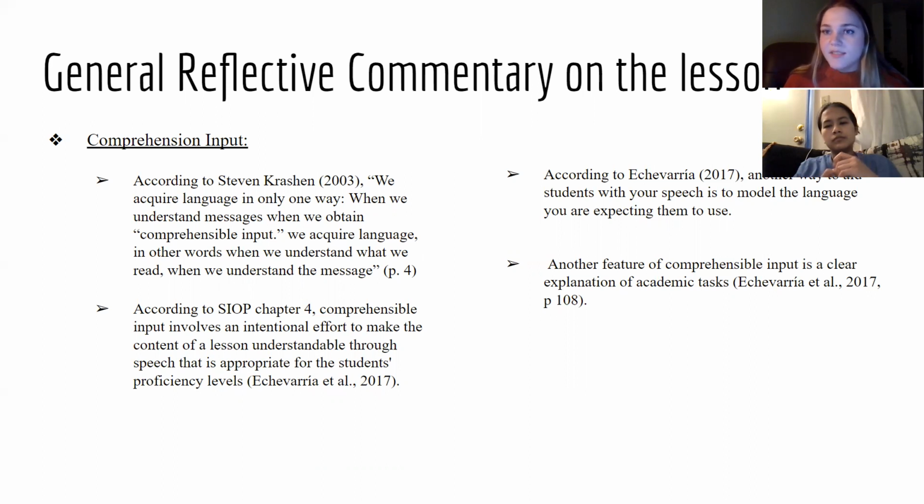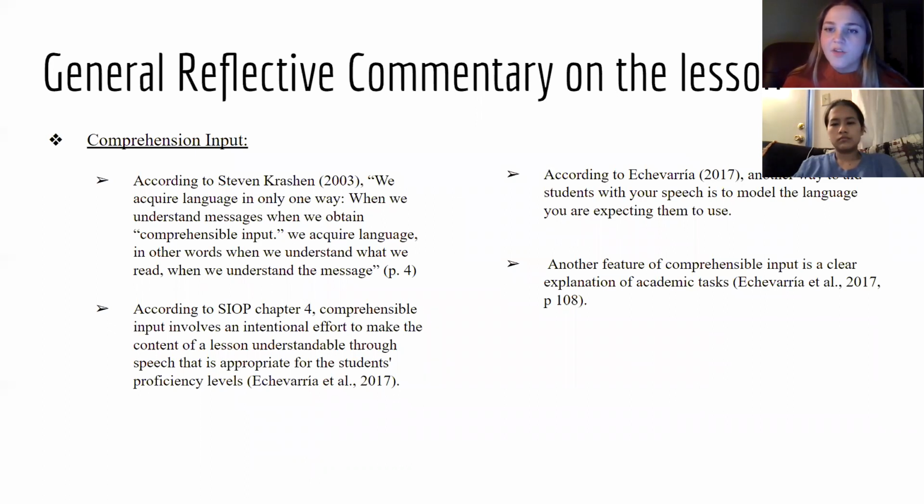When he models the activity with his student volunteer, he models the questions that he wants his students to be asking during this. So he might ask questions like, can you repeat? Can you explain? in order to model the language that the students are expected to use.